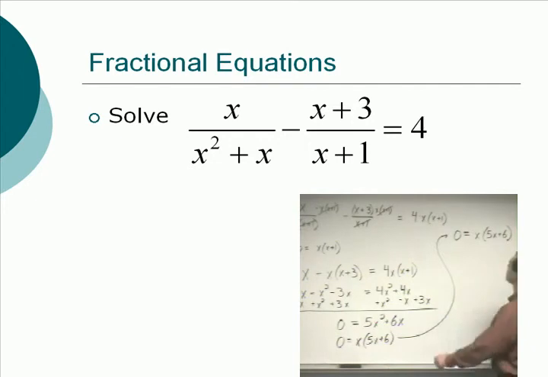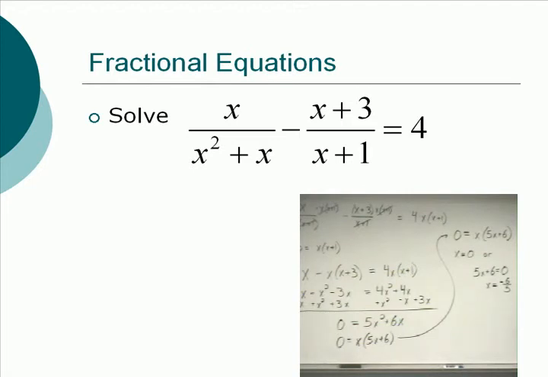So we have two solutions. Either x equals 0 or 5x plus 6 equals 0. Now if we solve this one, we subtract 6 from both sides and divide by 5, and x will be equal to negative 6 fifths. Okay, so we have two solutions, 0 or negative 6 fifths.